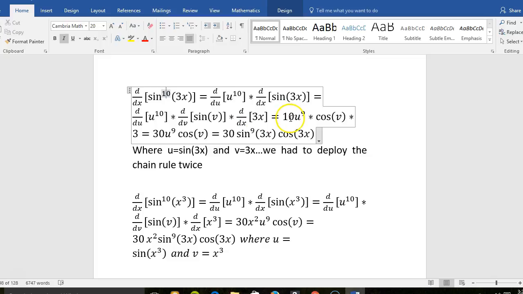You do the derivatives. You'll get 10 u to the 9th. Derivate the sine term, you get cosine v. Derivate 3x, you just get 3 itself. Next thing is multiply that 10 and that 3. You'll get 30. And then you'll get your u to the 9th cosine v. But then just plug in the sine of 3x back in for u, and you get that.